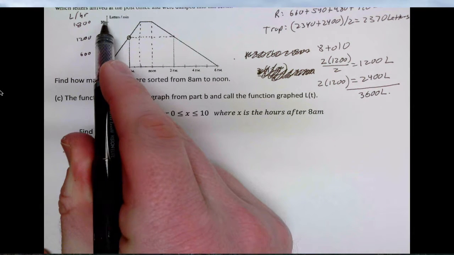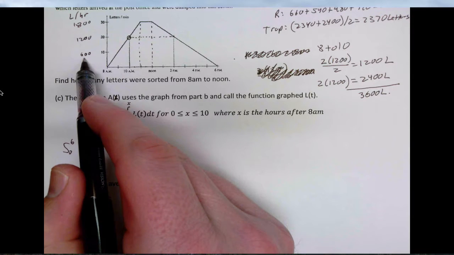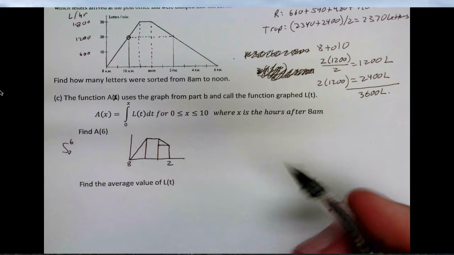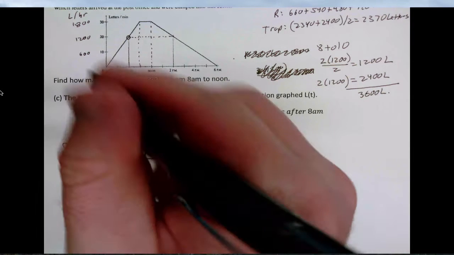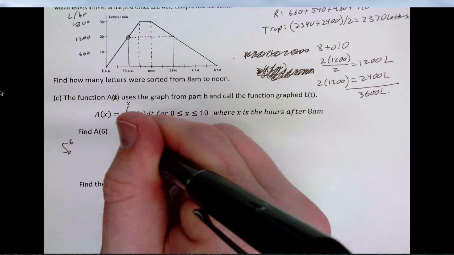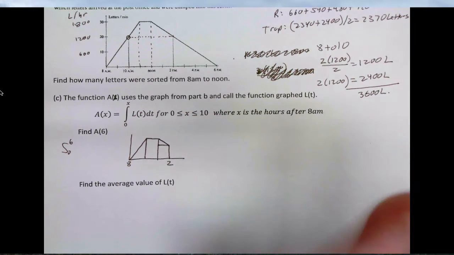I have to pick to use either the 10, 20, 30, or the 600, 1200, 1800. And you could do it either way because it didn't specify. Let's just work with the smaller numbers, the 10, 20, 30. Well, let's do letters per hour. So I'm going to use the 600, 1200, 1800.